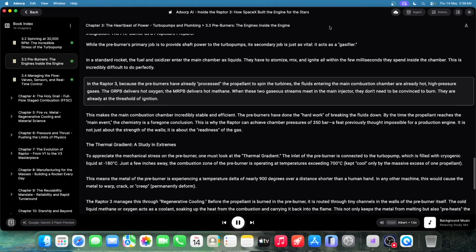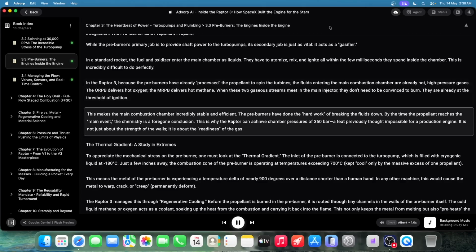And in the Raptor 3, because the preburners have already processed the propellant to spin the turbines, the fluids entering the main combustion chamber are already hot, high-pressure gases. The oxygen-rich preburner delivers hot oxygen. The methane-rich preburner delivers hot methane. When these two gaseous streams meet in the main injector, they don't need to be convinced to burn. They are already at the threshold of ignition.